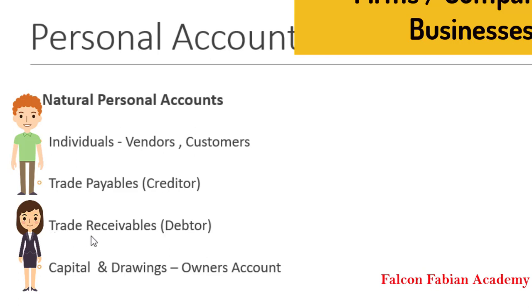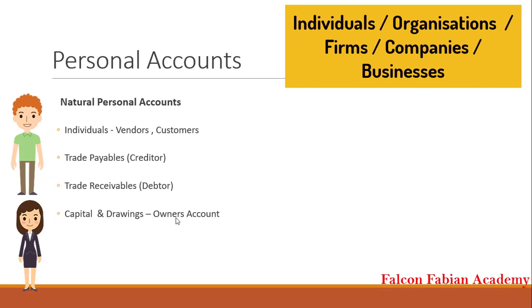And it will include trade receivables. A trade receivable is the person to whom we've sold inventory on credit, and it is also known as a debtor. It would also include the capital and drawings account. Now, what is the capital and drawings account? It is the account of the owner. Whenever he invests money in the business, it is referred to as capital, and when he withdraws from the business, it is known as drawings. So the owner's account is also going to come under this category, and the rule for personal account is going to be applied to them.